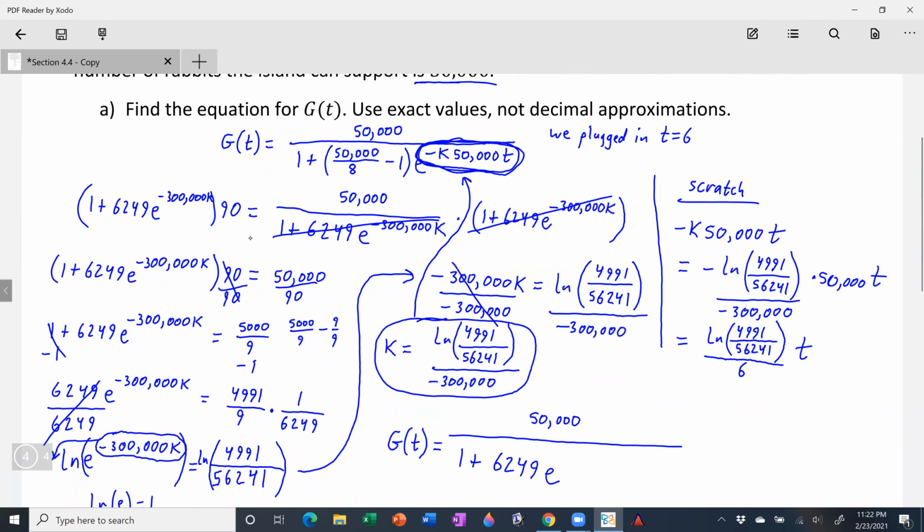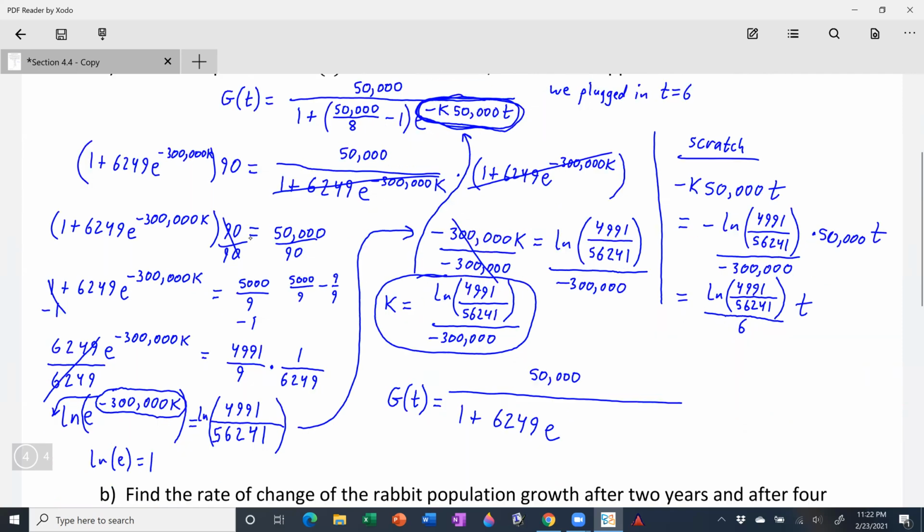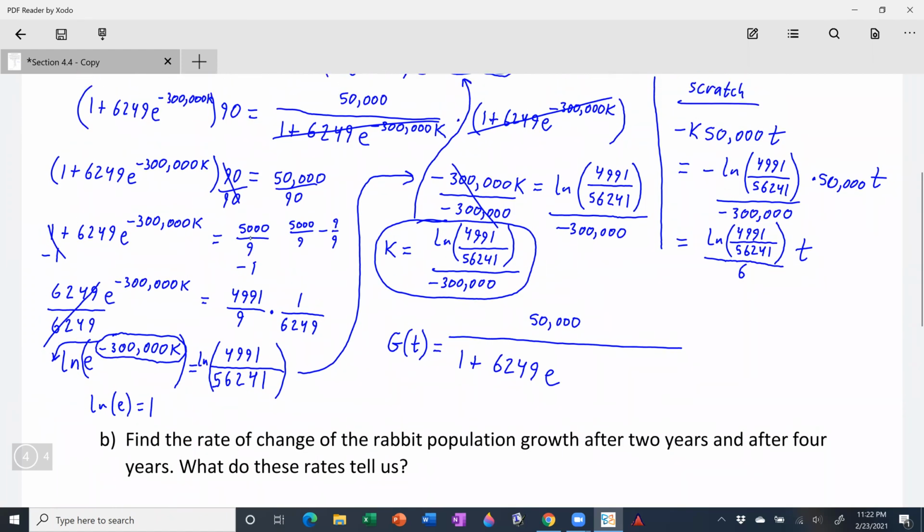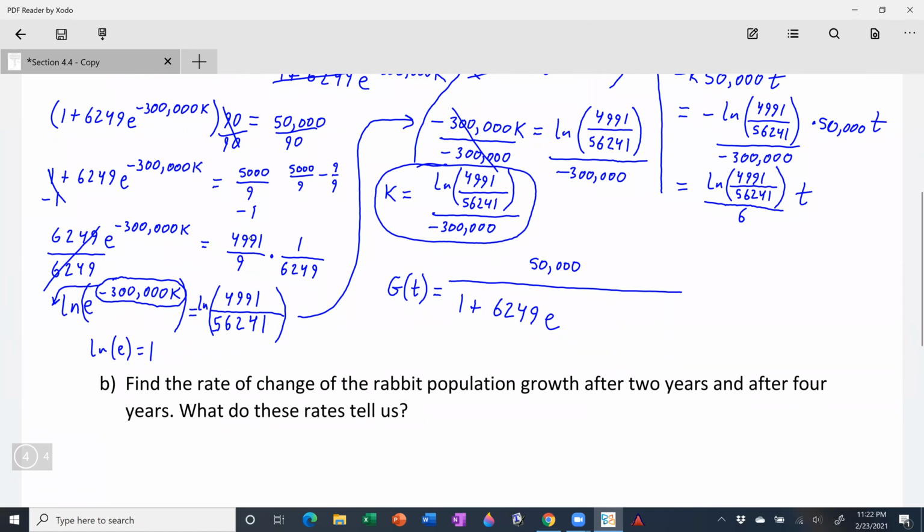Okay, this is the general form where t is just t. It's not a number right now, it's just a variable. So e is now raised to this weird thing. This is e to the, and it's going to look a little bit crazy, natural log of 4991 over 56241, all over 6. And that is all an exponent on the e. Whew.